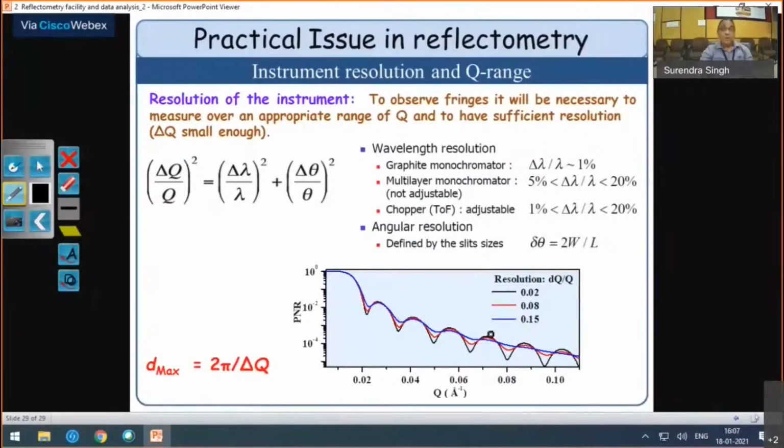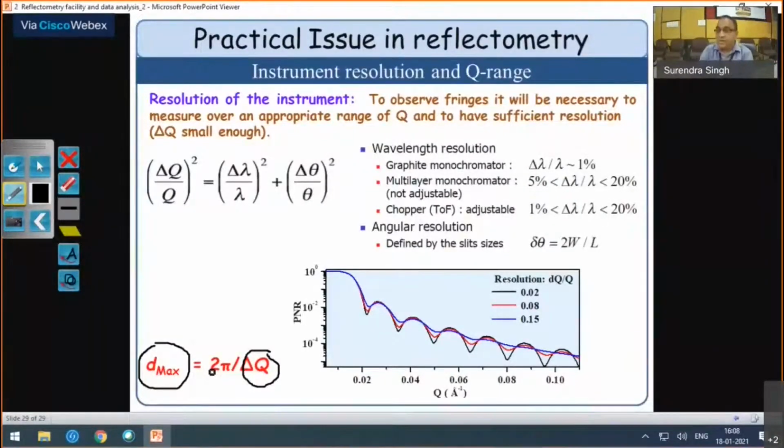And this is very important because it also decides what should be the d maximum, the single layer thickness which we can study from our instrument, which is nothing but 2 pi by delta q. Delta q is the resolution of the instrument. So it decides the maximum thickness we can study from our instrument. If we make the sample thickness greater than this maximum, then it will look like a substrate. Okay, so I think I will leave it here.